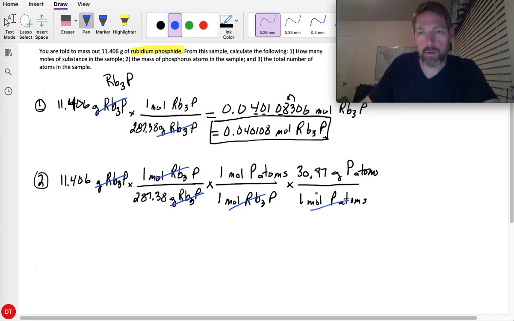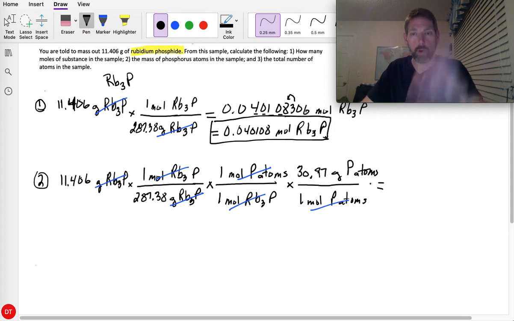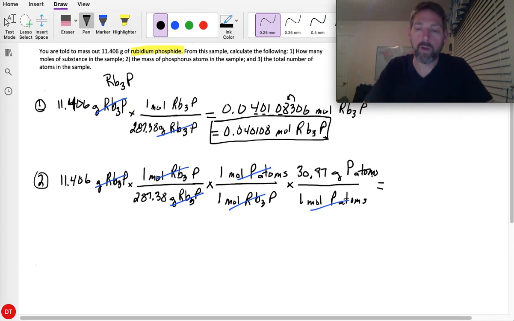Cancel out our like units, moles of phosphorus atoms, moles of phosphorus atoms. So we want grams of phosphorus atoms, so we're done. So we just multiply these 4 fractions together, right? So we've got 30.97 times 11.406. We're going to divide that by the 287.38.